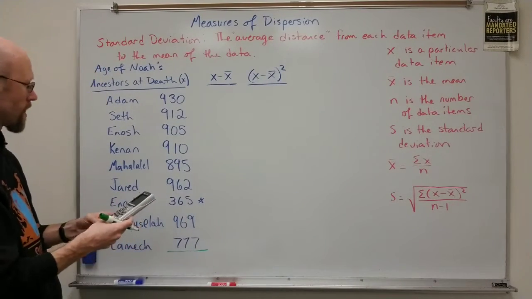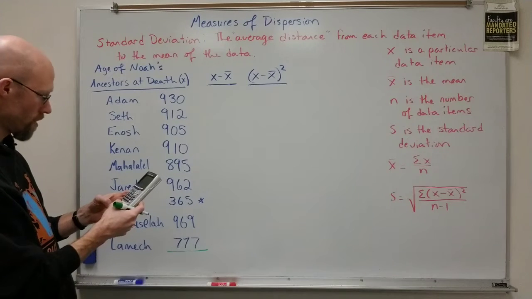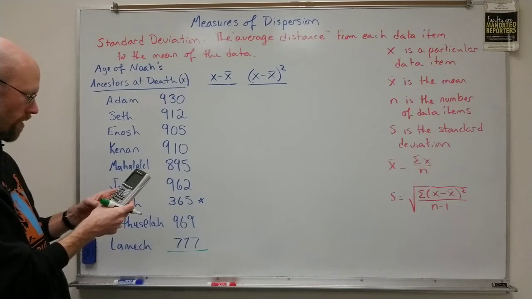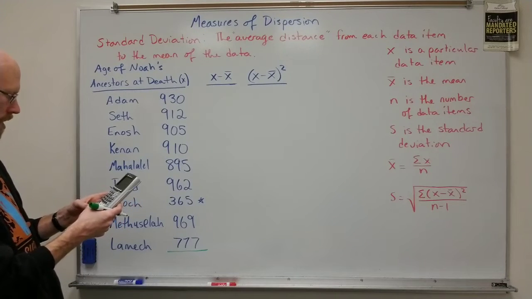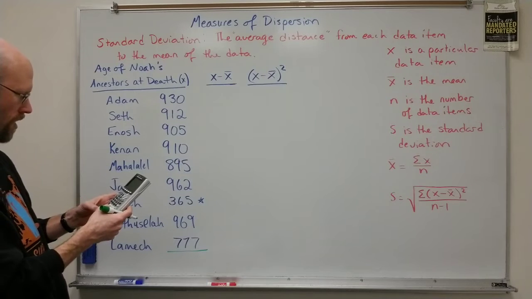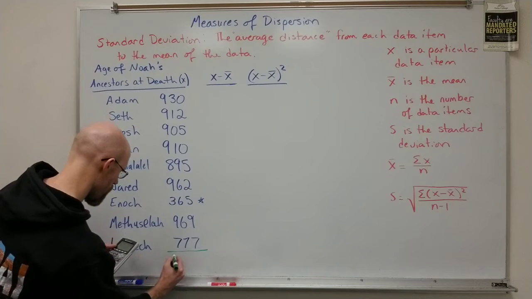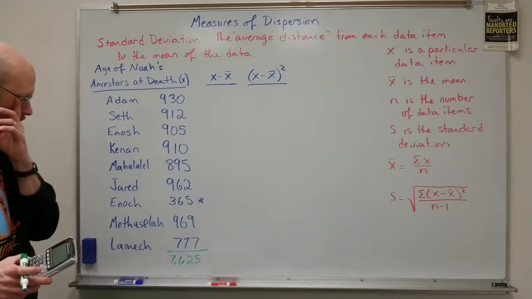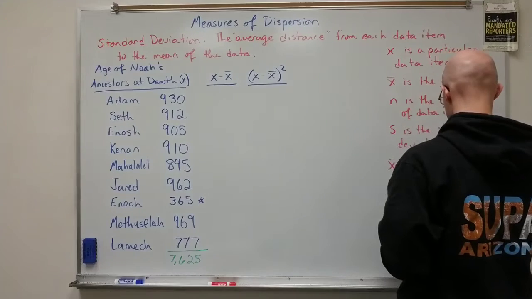If we were to add those up, maybe I should have done this ahead of time too, but I didn't. So it's 930, 912, 905, 910, 895, 962, 365, 969, and 777. And that is a grand total of 7,625. Okay, so that is our sum. That's the sum of x. So I'm going to put that in here.